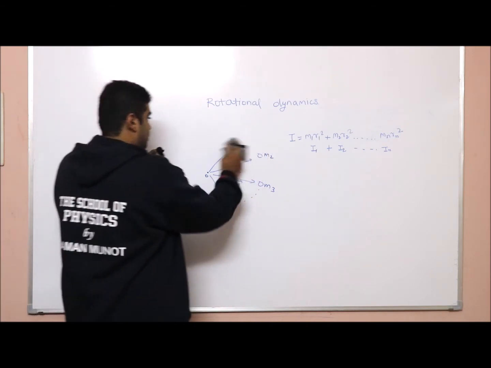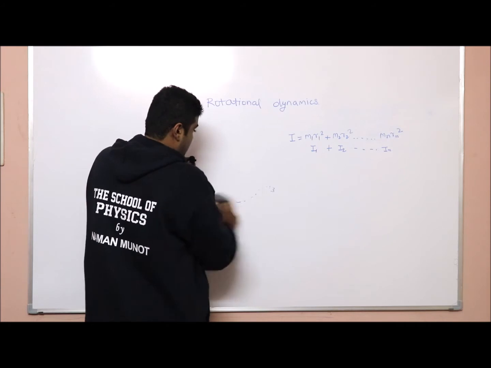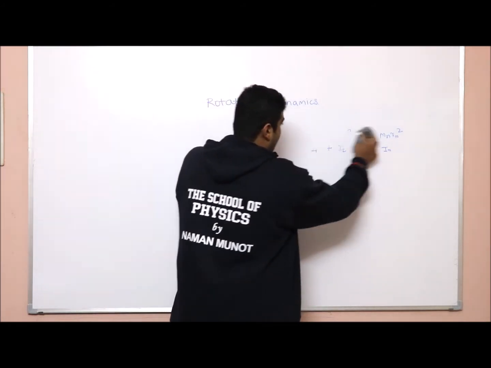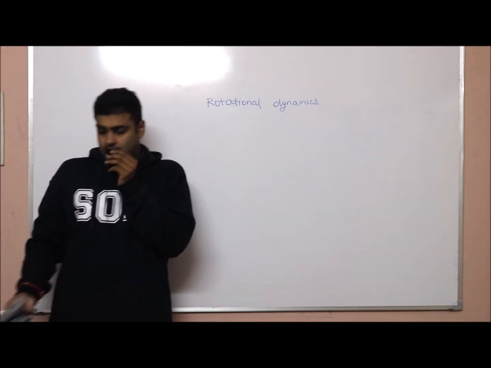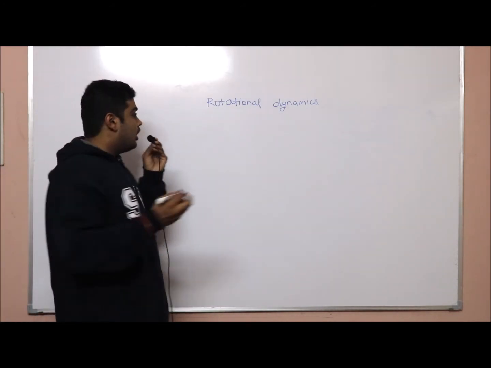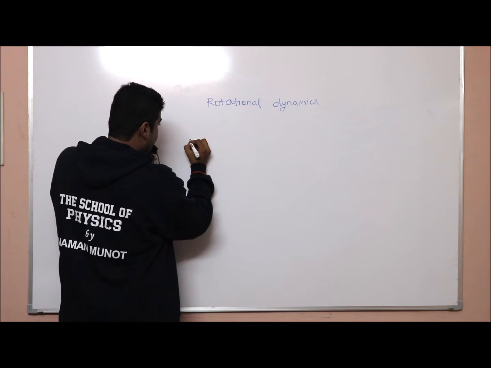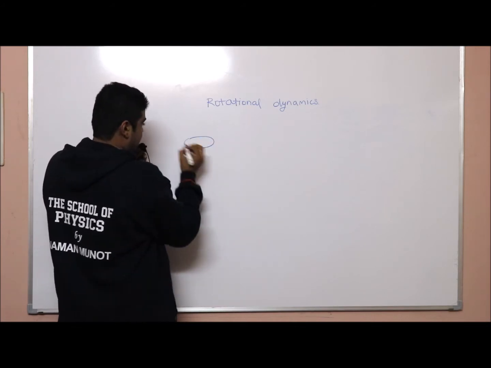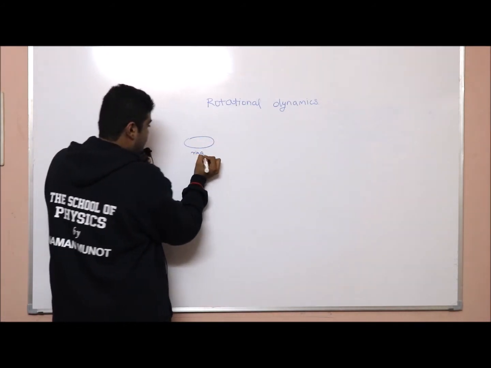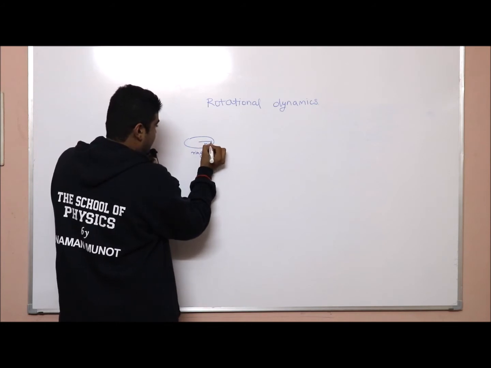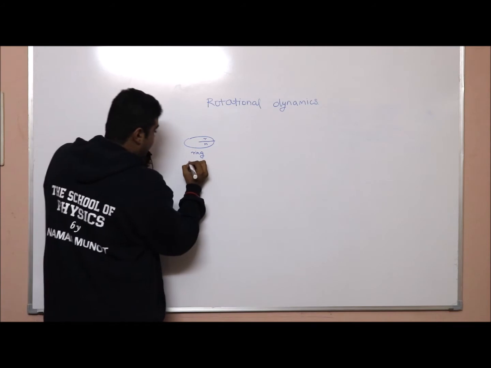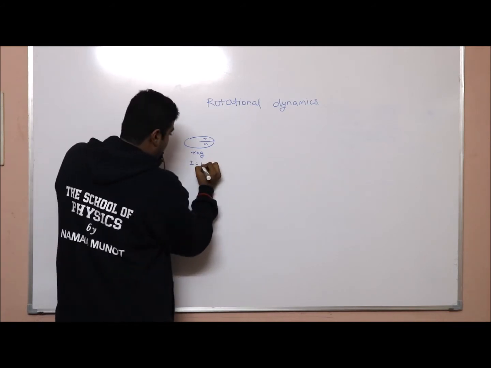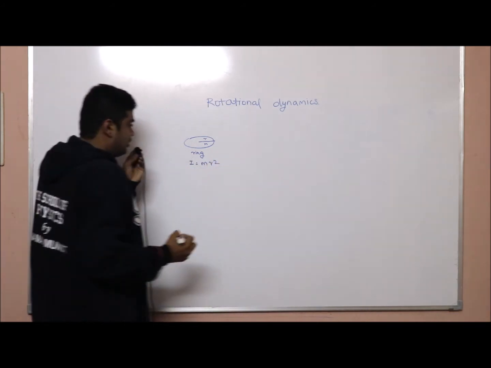Moment of inertia is always seen around an axis. Suppose we have a ring here. The ring's mass is m and its radius is r. So the moment of inertia will be mr square.